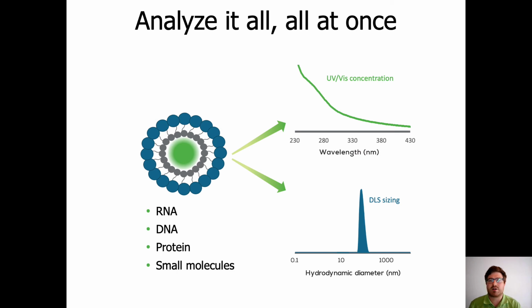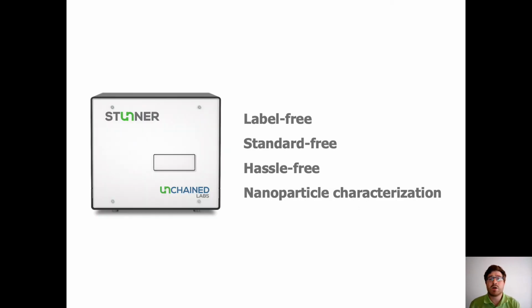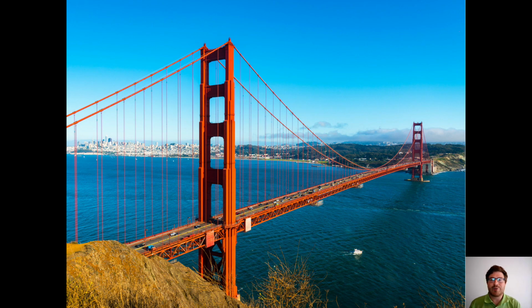So analyze it all, concentration and sizing simultaneously from UV-Vis and DLS on just 2 microliter of sample in less than a minute for nanoparticles with RNA, DNA, protein, or small molecules as payload. That is how Stunner delivers label-free, standard-free, and hassle-free nanoparticle characterization to the whole nanoparticle world. So with Stunner, you can cut through the fog to see all the spectacular details of your LNPs.